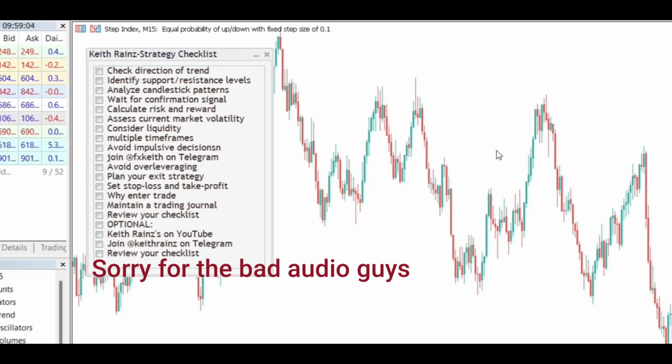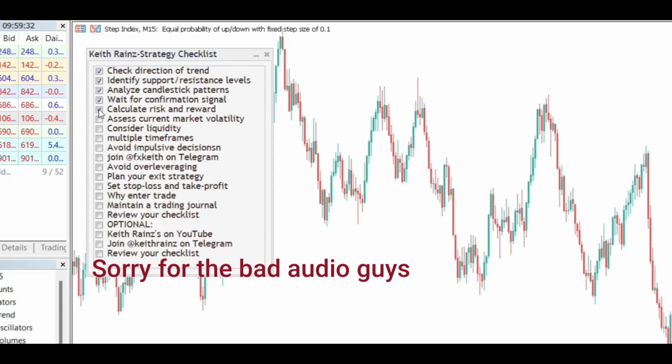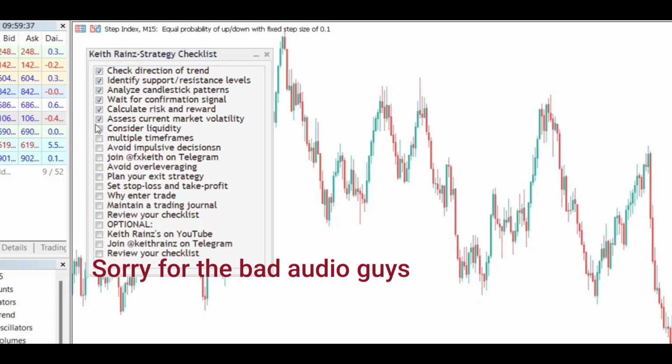Most people, before they do anything else, check the direction of the trend. Okay, check. Then check for support and resistance levels. Simply click on it. The other thing I want to do is analyze the candlestick patterns. Once you're done with that, wait for a confirmation signal. Calculate the risk and reward, and assess the current market volatility. Consider the fees, the liquidity.